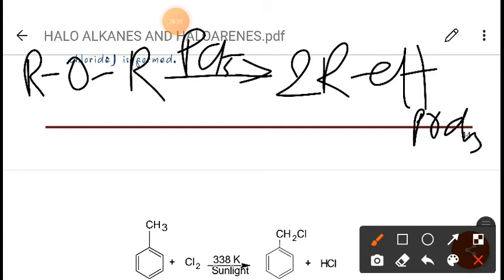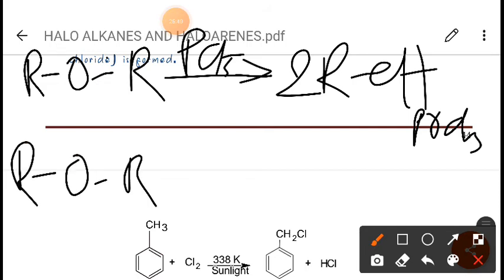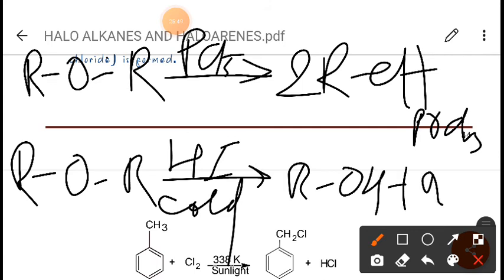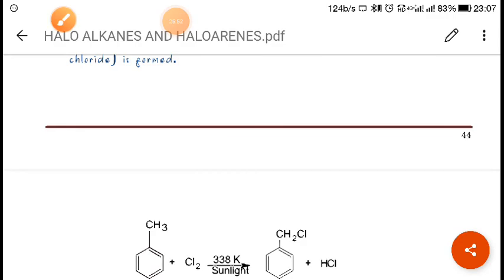In the same way, we can see one more example, R dash O R. If we use HI in cold, at that time it will form ROH plus RI. I hope you have understood this, right? So keep up to this.